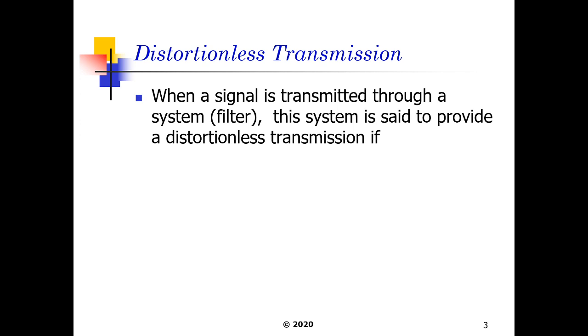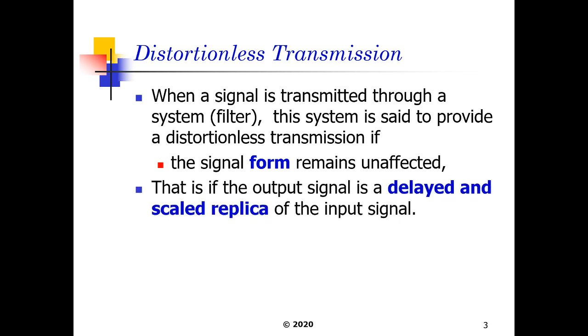So, when any signal is passed through a system or filter, for it to have distortionless transmission, the signal form needs to remain unaffected. Basically, the output signal could be a delayed and scaled replica of the input signal, so long as its general waveform properties and its shape remain somewhat similar to it. So there isn't a loss of information in the process, or the signal has not become corrupted.